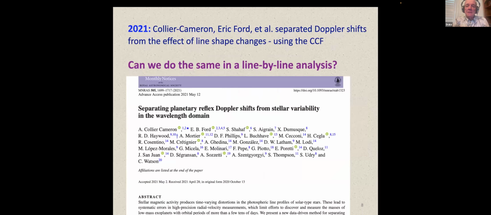So this subject of, can you discriminate between line shape changes and line shift changes? Well, I've thought about it for a long time, but I don't come to solutions very quickly often. So one real solution was in 2021. Andrew Collier-Cameron, Eric Ford, and their collaborators showed that you can separate the Doppler shift from the effects of line shape changes in the cross-correlation function using an autocorrelation analysis. So the question that immediately arose to me is, well, can I do the same thing if I just have a single line profile? Can we do the same thing in a line-by-line analysis?